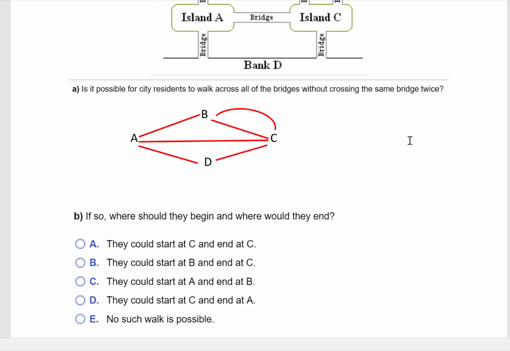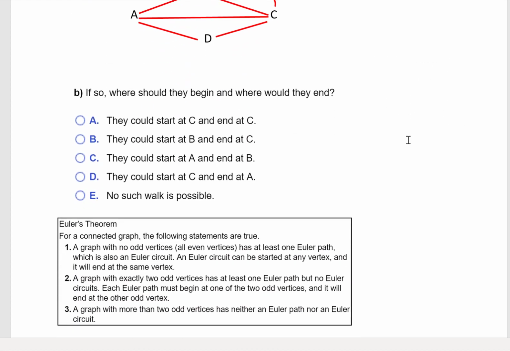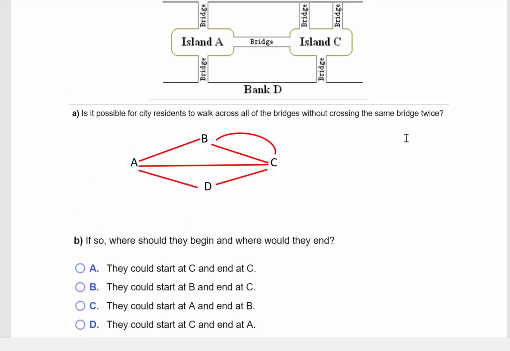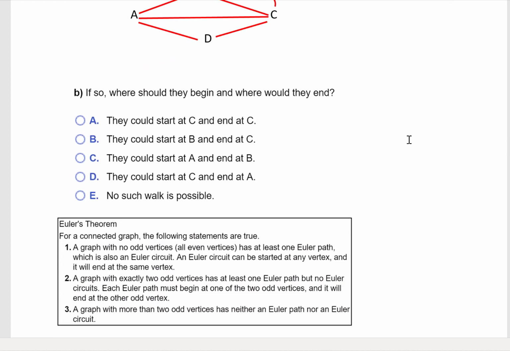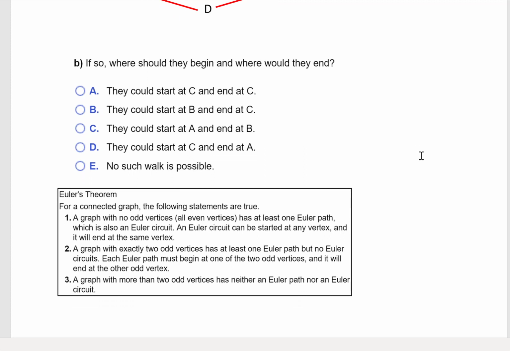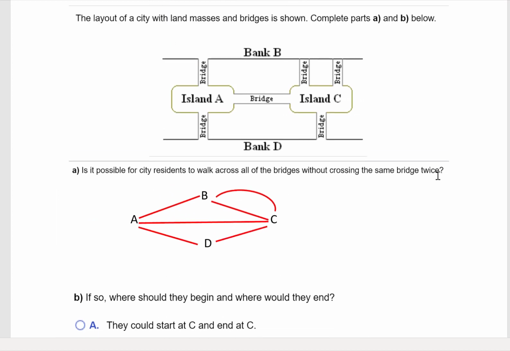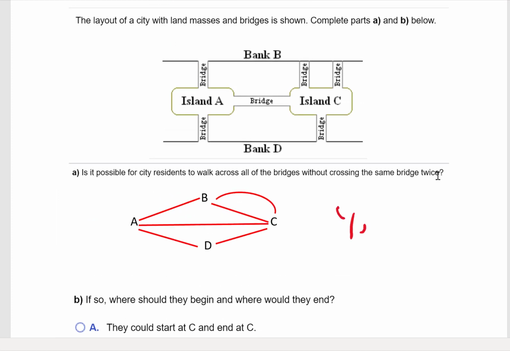And remember our theorem here, Euler's theorem, and let's take a look at what kind of vertices we have. So A is odd, B is also odd, C is even, and D is even. So I've got 2 odd vertices. So a graph with exactly 2 odd vertices has at least one Euler path, but no Euler circuits. And the path will begin at one of the odd vertices and will end at the other one. So it is possible. So the answer here is going to be yes. There is an Euler path that we can find.